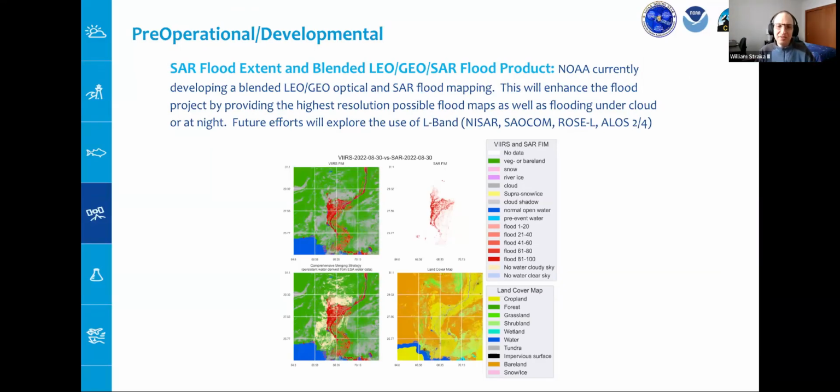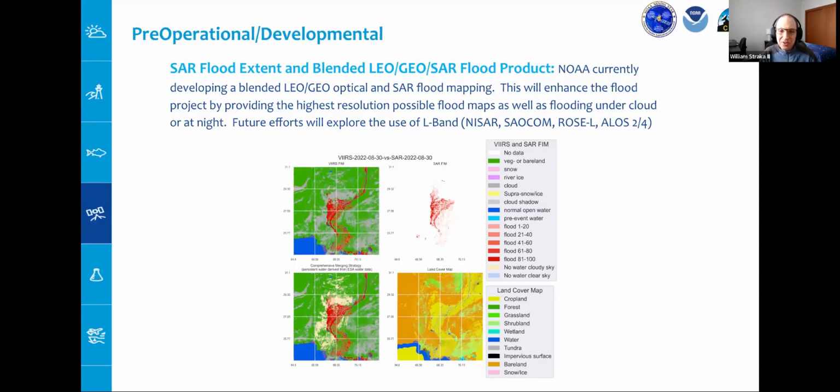Again, going back to the blending of the products, this is another example where we actually have a clear sky VIIRS, because of a SAR pass on the same day, and then now we get an even more accurate picture. So again, this is what will enhance the flood product by providing the highest resolution flood maps, as well as flooding under cloud or at night.